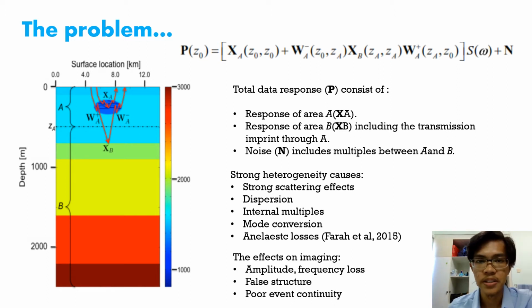What happens is, because there is a strong heterogeneity, it causes a strong scattering effect, dispersion, internal multiples, mode conversion, and also inelastic losses. This affects our seismic image by causing amplitude and frequency loss. It causes us to interpret false structures, and it also shows poor event continuity.